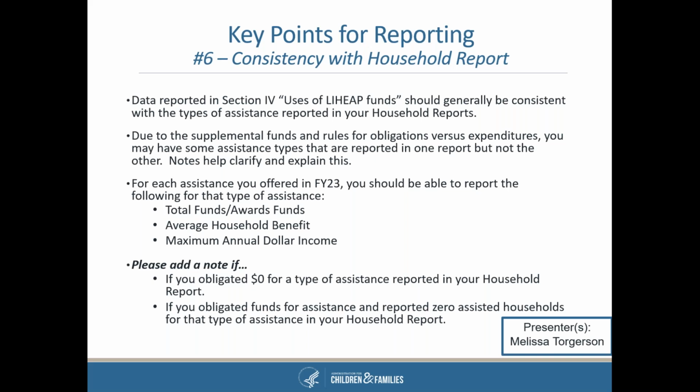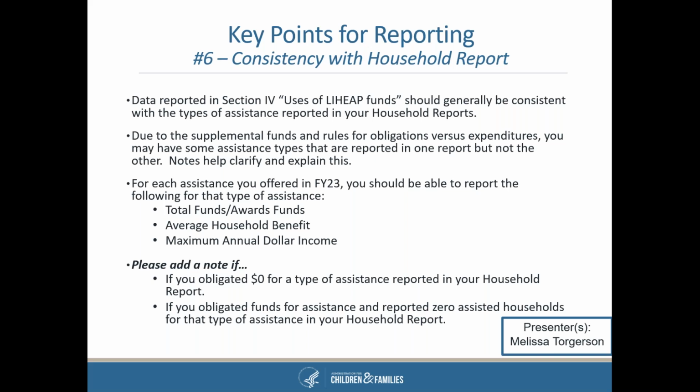And notes are really important. The notes section is really important to help us understand why we're seeing what we're seeing. So for each assistance you offered in FY 2023, you should be able to report the total funds awarded, the average household benefit, and the maximum dollar income. If you obligated 0 for a type of assistance reported in your household report, let me give an example. Say you reported that you helped 500 households with cooling assistance, but then we don't see any cooling assistance obligated in your grantee survey.